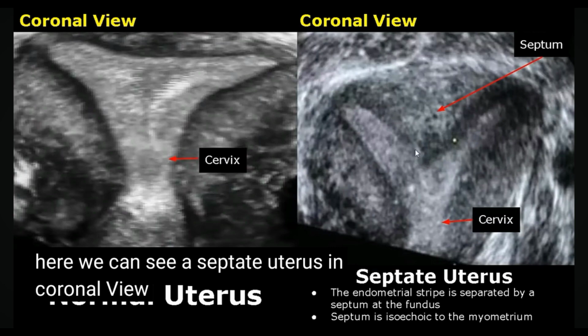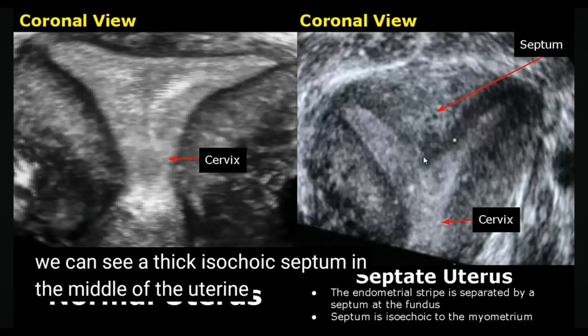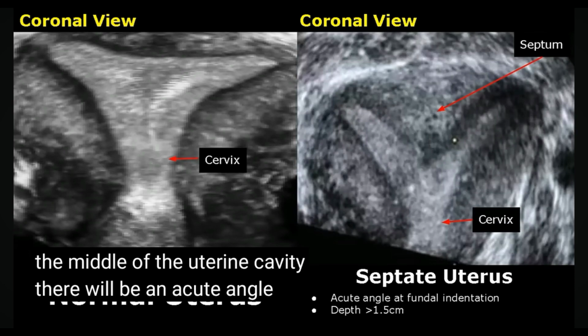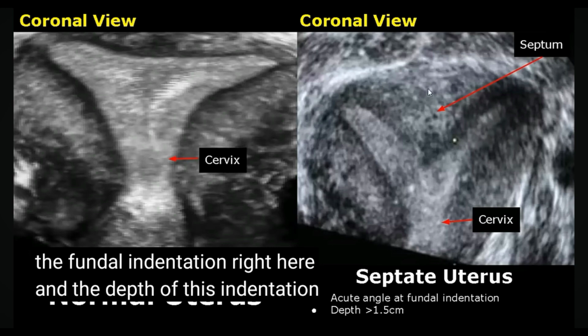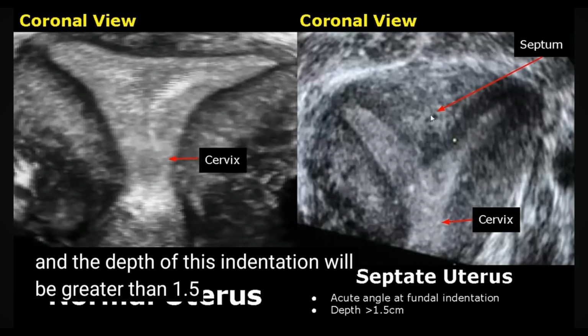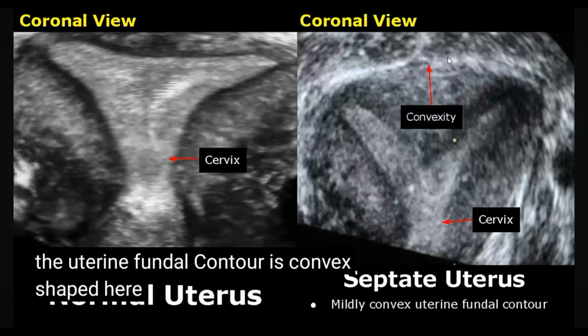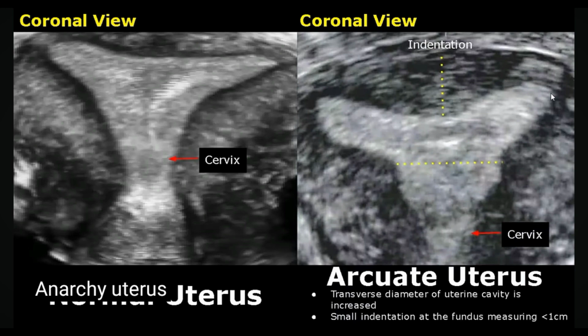Here we can see a septate uterus in coronal view. We can see a thick isoechoic septum in the middle of the uterine cavity. Here an acute angle will be formed as a fundal indentation right here, and the depth of this indentation will be greater than 1.5 centimeters. The uterine fundal contour is convex shaped here. It can be flat.